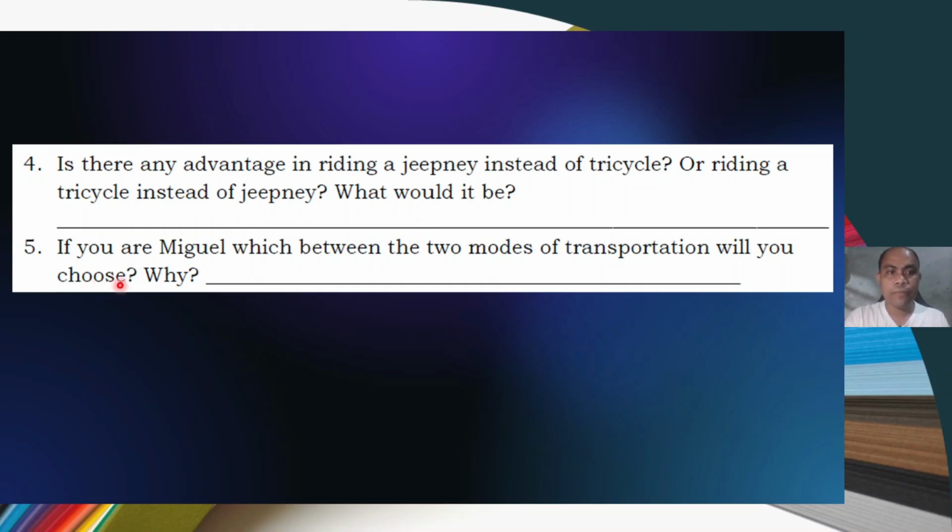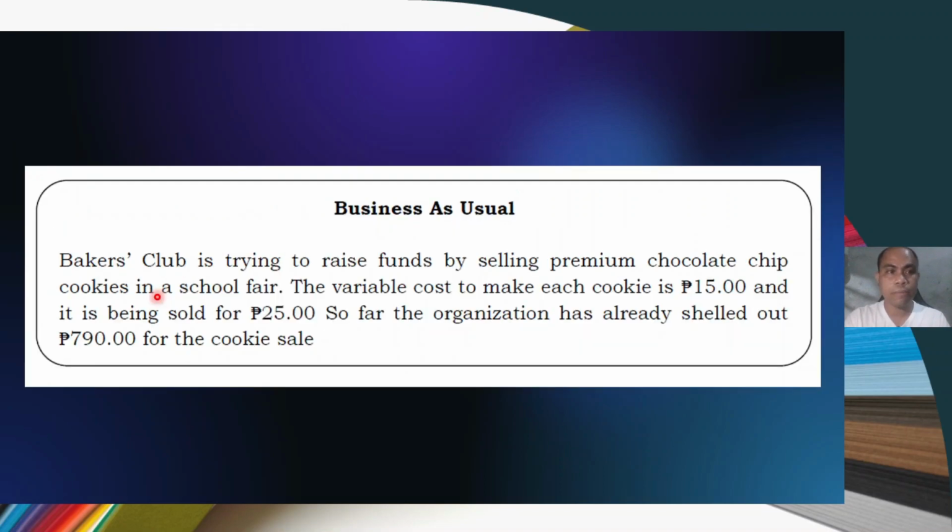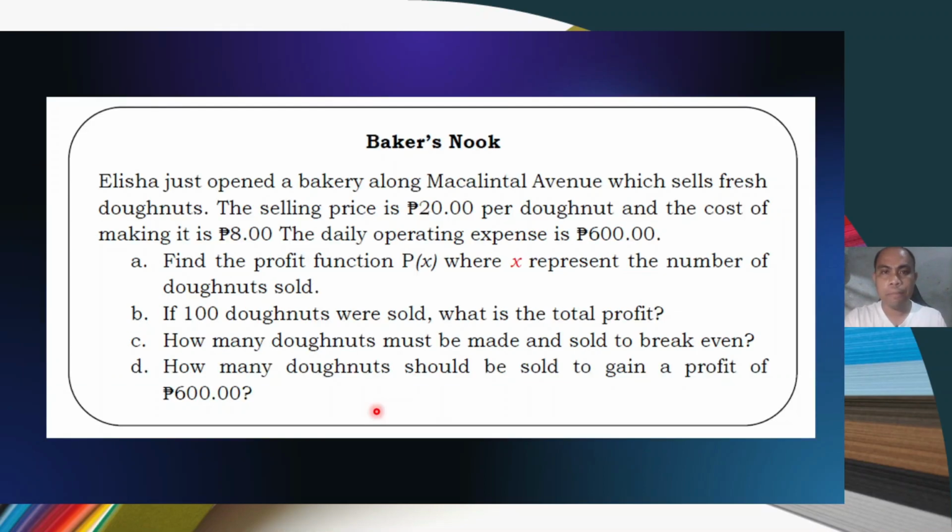Number 5, if you are Miguel, which between the two modes of transportation will you choose and why? Because si Miguel, asa man yung gustong pilion? Jeepney or what? Tricycle. So it's for you to decide also. Please write your answer legibly. Okay, moving on. Now, in your answer sheet, you just answer only the problem about Business as Usual at saka yung pangalawa naman is Baker's Nook.